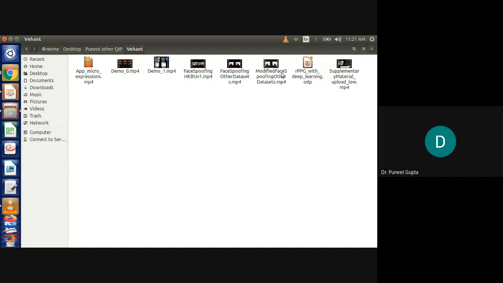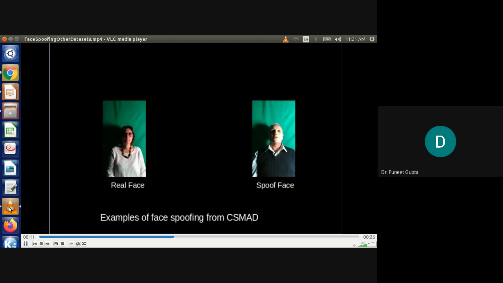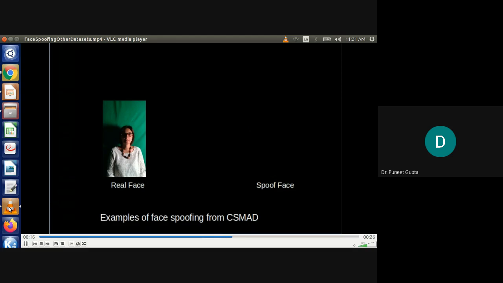So let's first see what face anti-spoofing datasets look like. This is something from the dataset known as 3D MAD. On the left we have a real face, on the right we have a spoofed face. You can well imagine that the spoofed face looks quite similar to the real face, having similar appearances, eye motions, even mouth movements, and so on.